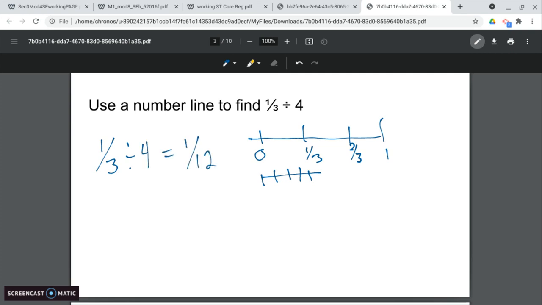We're also using the same times-flip method here as well. So we keep the first fraction the same. We change it to multiplication. We flip the 4 into 1/4. And that's how we get our 1/12.